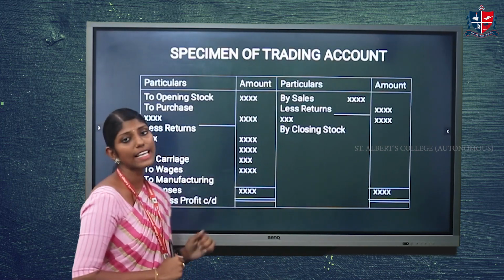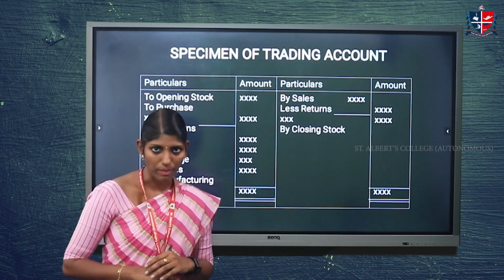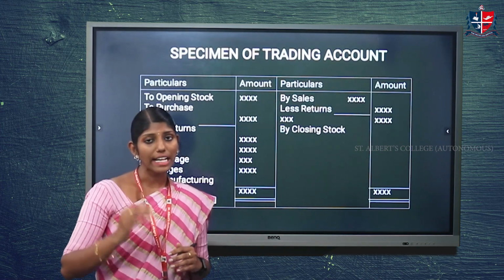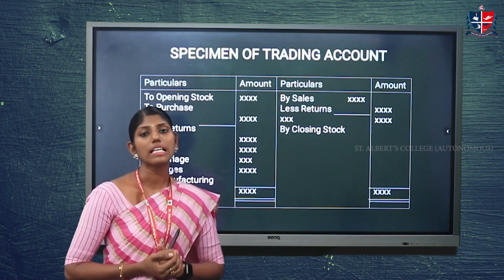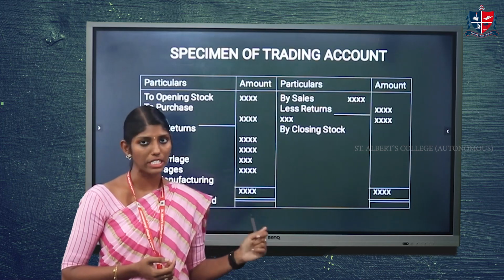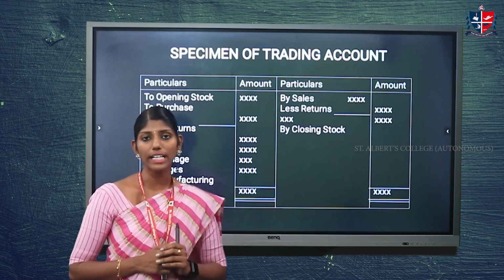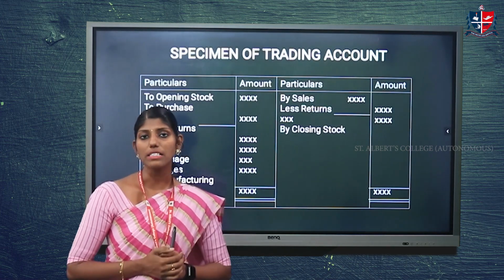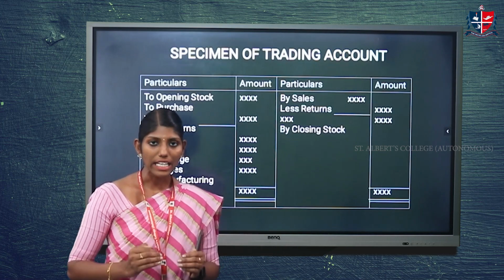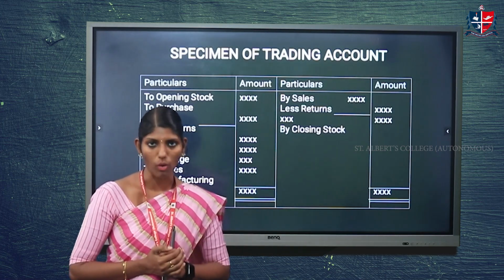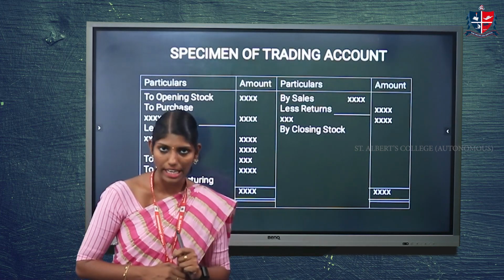Next item is carriage. Carriage inwards is a direct expense because it is the transportation expense incurred by the buyer in purchasing the goods. That should be debited in the trading account. Next item is wages. This is also a direct expense. Next item is manufacturing expenses. These are the expenses incurred in manufacturing a product. So these are the items to be debited in the trading account.